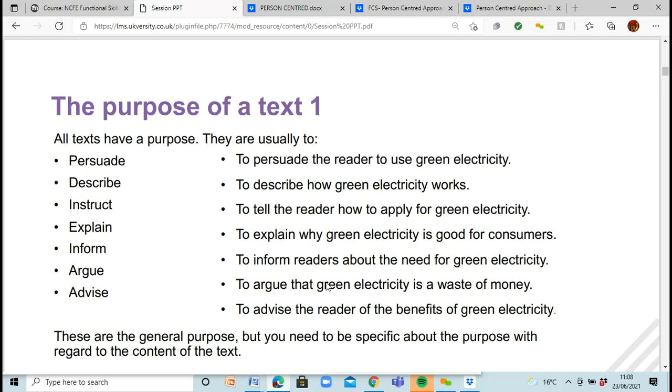So all of these are just general purposes. Whether it's to persuade, describe or instruct, it can be put onto any type of topic you want, but you need to be specific with the topic that you're talking about. If you're persuading someone, you just stick to persuasion. If you're explaining something, make sure you're doing an explanation.